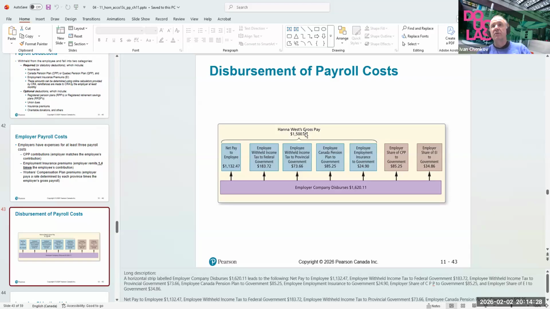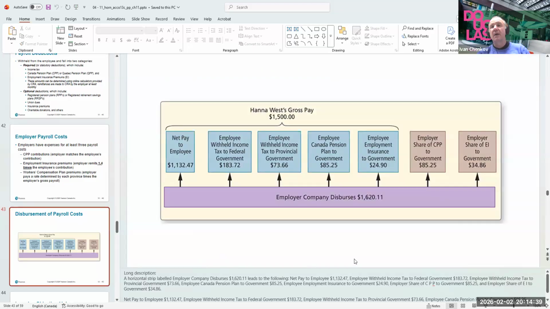The employee gets the gross pay of $1,500. That's the gross. The employee earns $1,500. Now the question is, how much is the employee going to get? The employee is going to get $1,132.47. Why? Because the employer has to deduct income taxes for the federal government, income taxes for the provincial government, Canada Pension Plan for the Canadian government, and employment insurance for the government. When you combine all those deductions plus the net pay for the employee, it's going to give you $1,500.